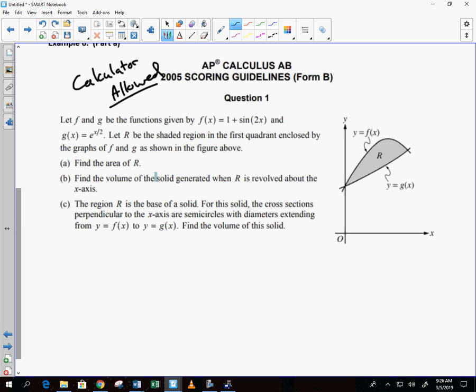So if you want to find the area, what do you do? F of x minus g of x. Everybody agree I do top minus bottom? So letter A, integral of f of x minus g of x dx.